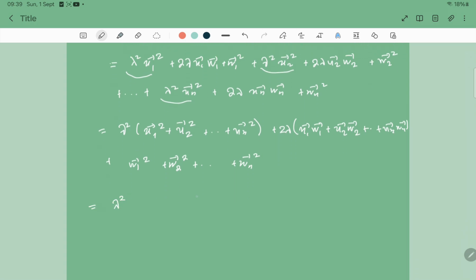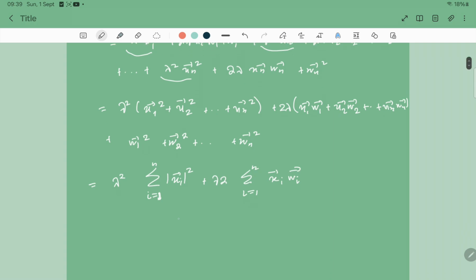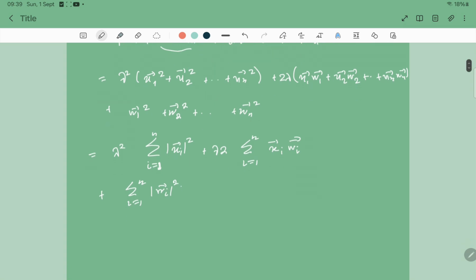This can be written as lambda squared times the sum from i equals 1 to n of the magnitude of ui squared, plus 2 lambda times the sum from i equals 1 to n of ui wi, plus the sum from i equals 1 to n of the magnitude of wi squared.